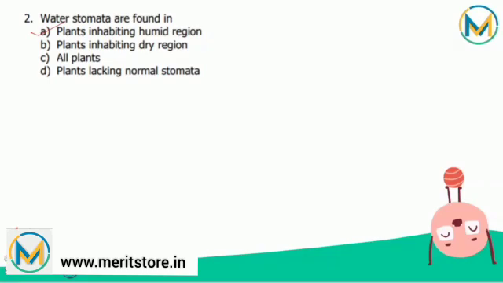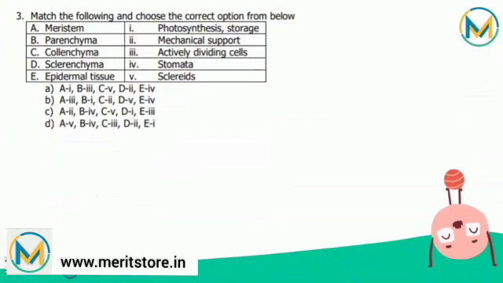So, moving towards the next question. Match the following and choose the correct option from below. Meristem includes a group or cluster of cells which remain in a continuous state of division or retain their power of division. So it's fourth, that is actively dividing cells. Then B, parenchyma. It performs the function of storage of reserve food materials, storage of water in succulents, buoyancy, and gaseous exchange in water plants. So it's there for photosynthesis and storage.